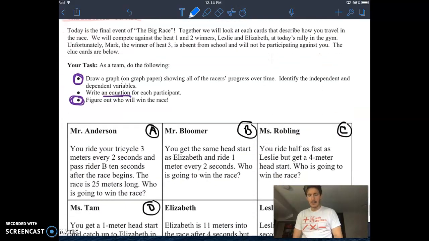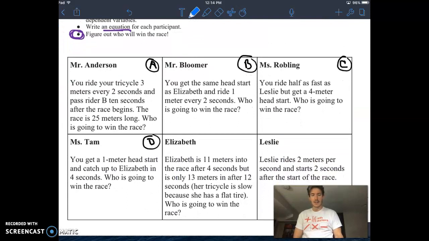We have our 6 bike riders, and one of the things I modified is, rather than using riders A, B, C, and D, or 4 team members, I inserted the names of your math teachers. So Mr. Anderson, Mr. Bloomer, Ms. Roebling, and Ms. Tam are those riders. And we have different information for everybody, okay? Mr. Anderson, for example, rides his trike 3 meters every 2 seconds and passes rider B 10 seconds into the race. The race is 25 meters long. Who is going to win, right? That's the question we're after.